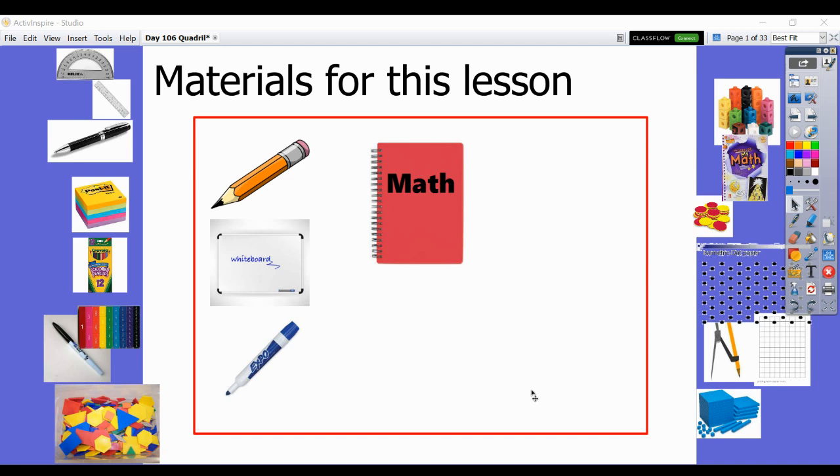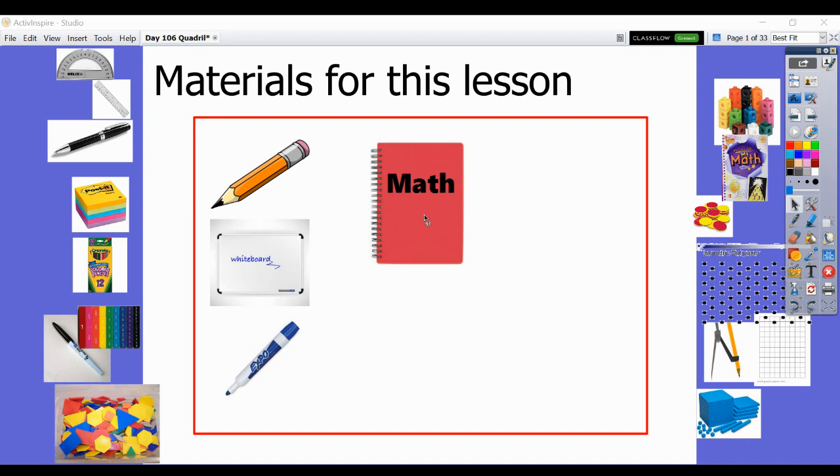All right, and we're back for another lesson in math. This is going to be day number 106, and this is on quadrilaterals, and it can be found in your Volume 2 math notebook on page 333. Again, day number 106.